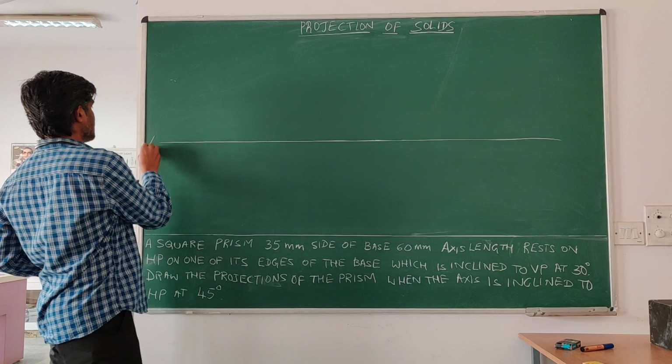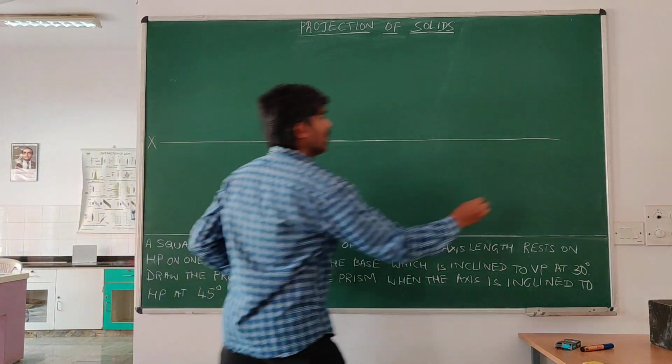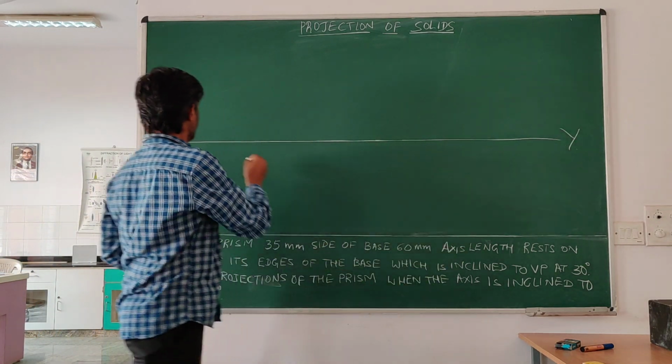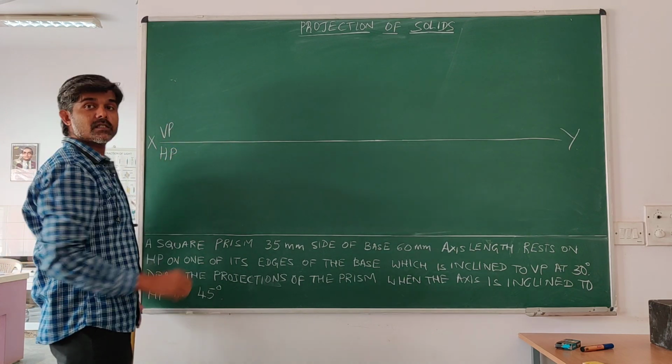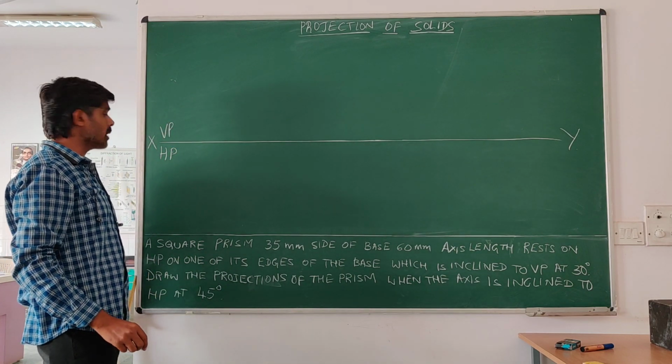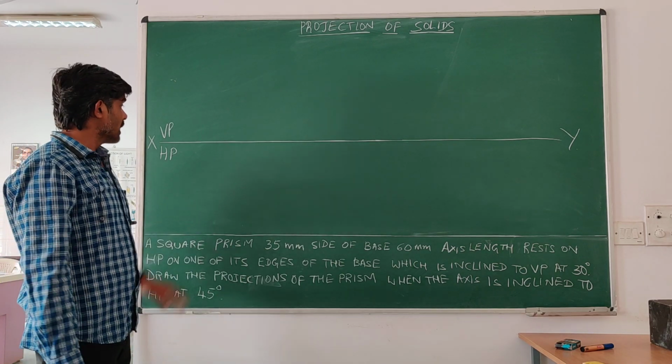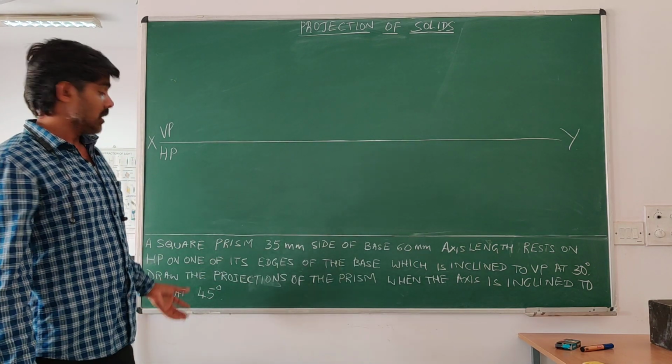Then I will name this x, y, vp, hp, because this is first angle projection, vp will be above, hp will be below. Now I will read out the problem.